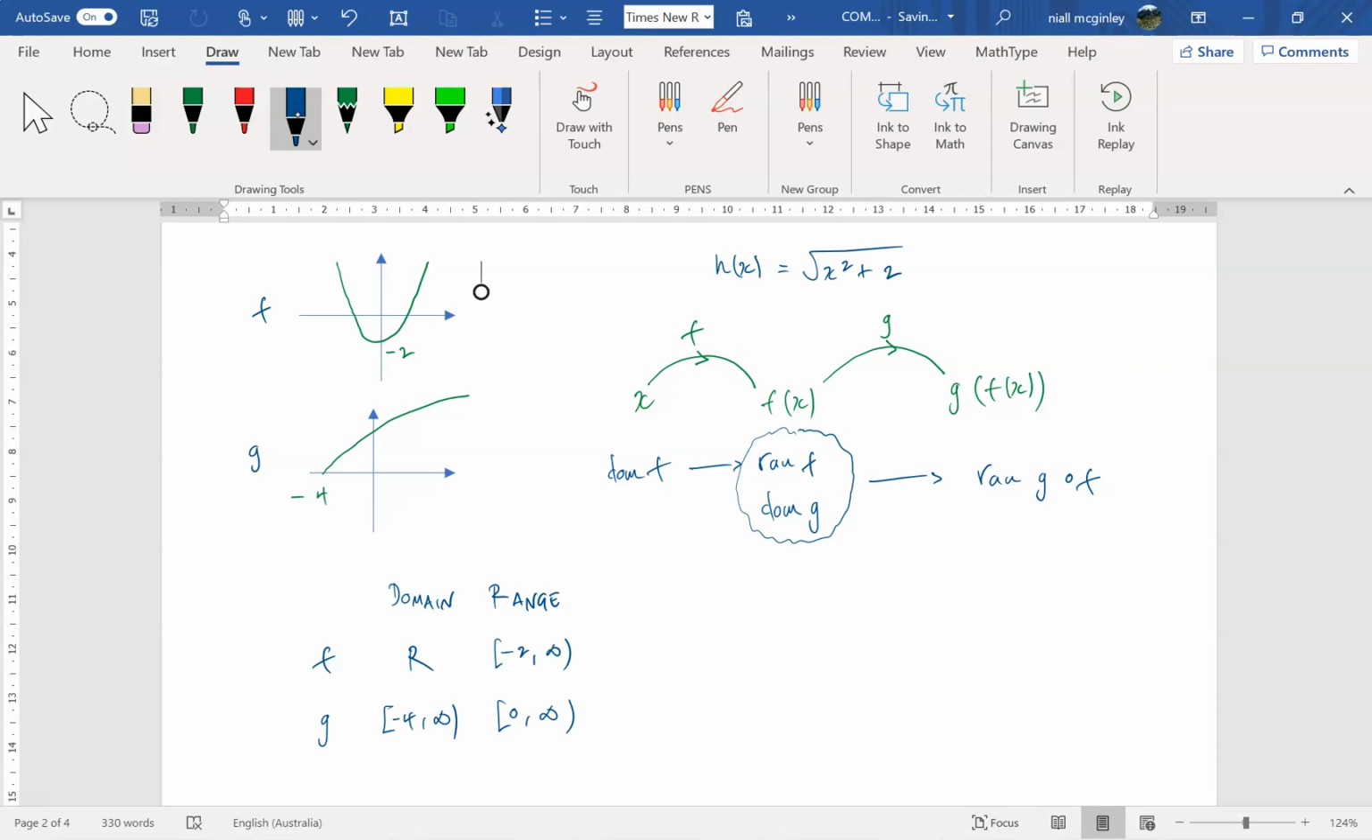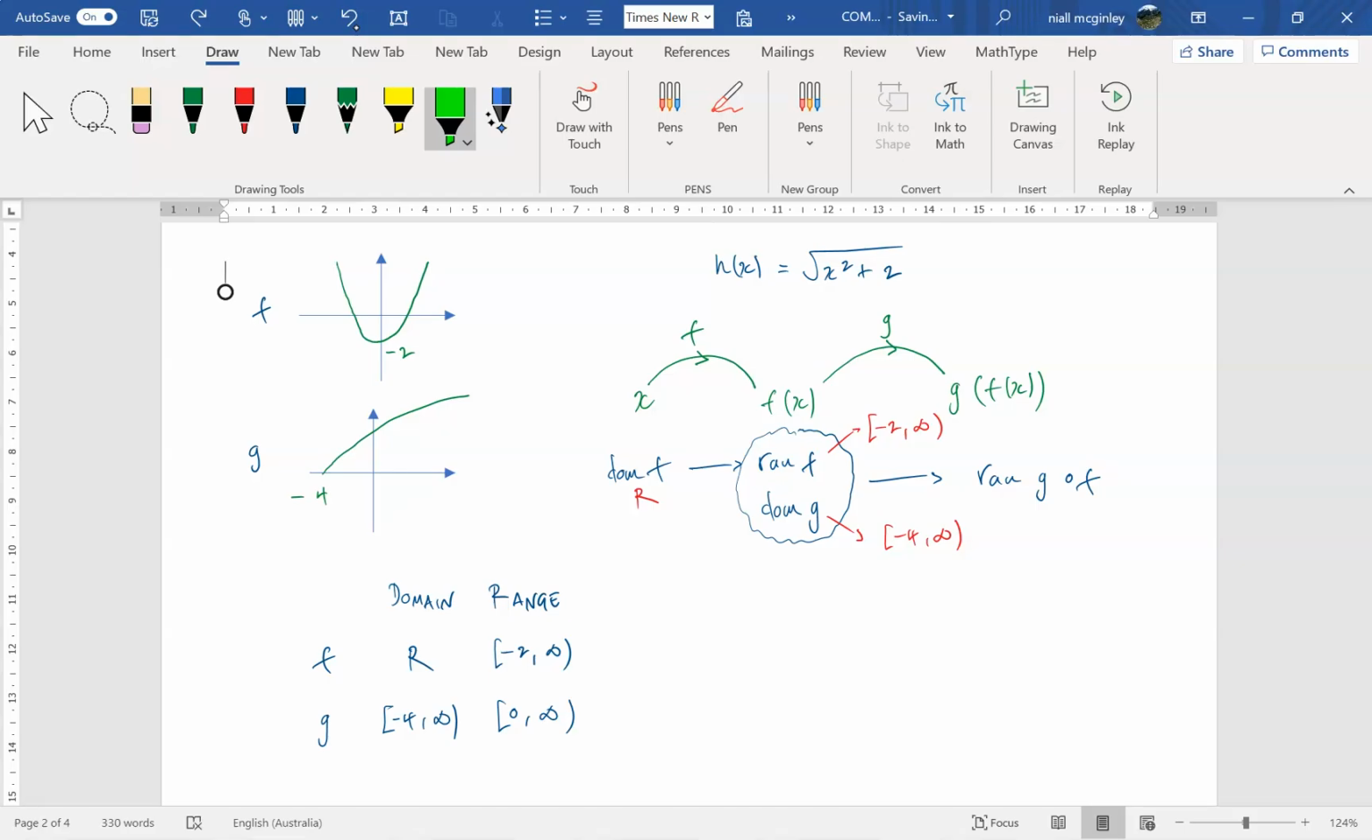Now we can fill this in. The domain of f is going to be just R. The range of f is going to be minus 2 to infinity. The domain of g is going to be minus 4 to infinity. This is the interesting part, to see whether it exists or not. From the first part of the composite function, you're getting answers from minus 2 to infinity. Now the second part of the composite function, g, only works for values between minus 4 and infinity.